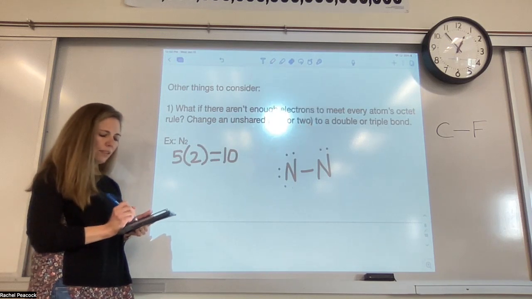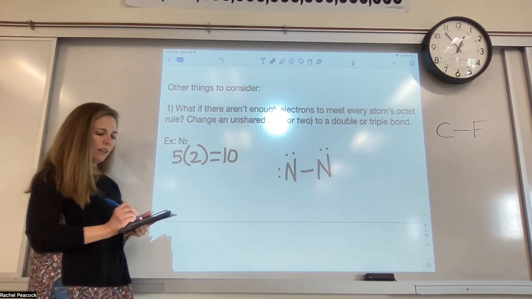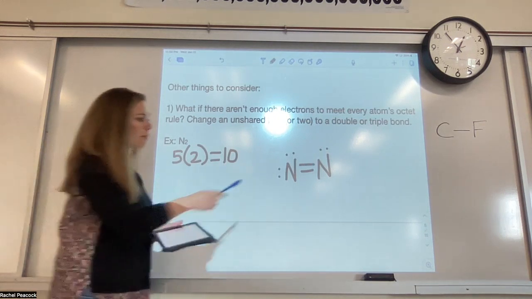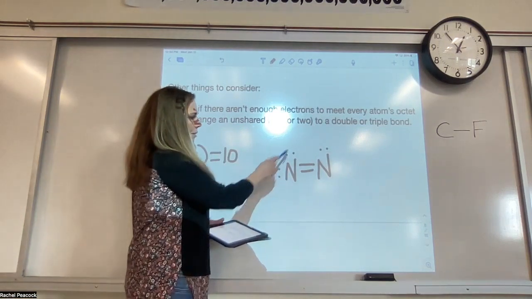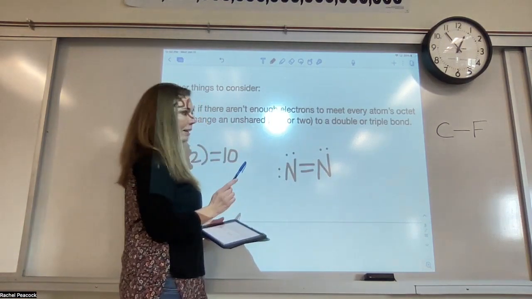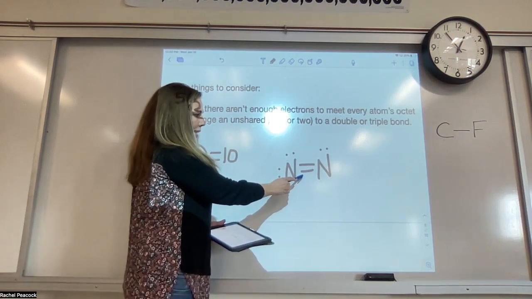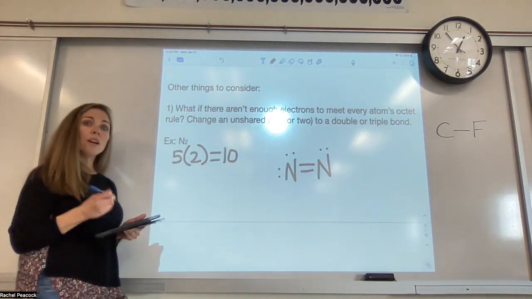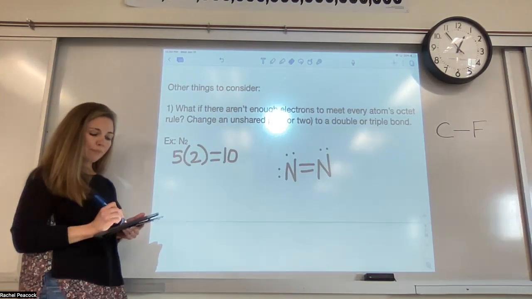I'm gonna erase those dots right there and change it to a line, all right? So I'm still using 10 electrons: 2, 4, 6, 8, 10. This one still has 8. This one's getting closer. It has 6 instead of 4. What do you think I'm going to do?